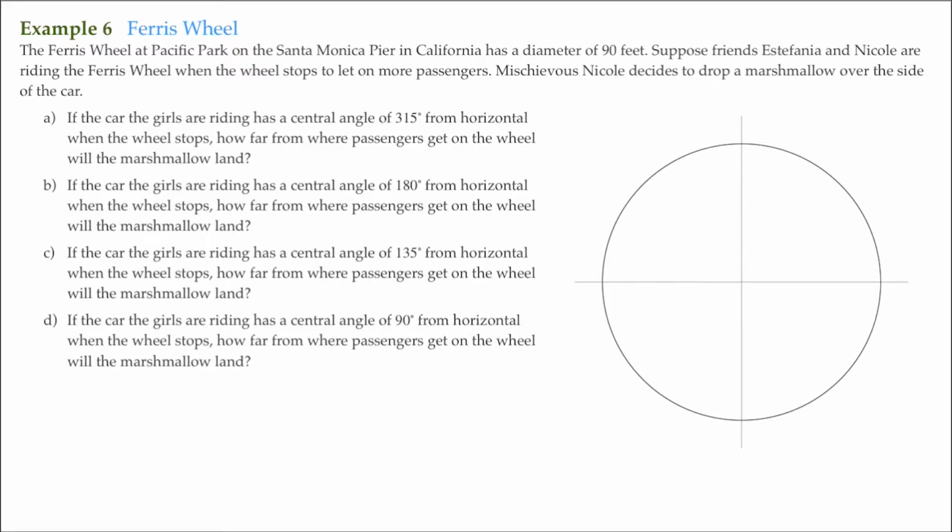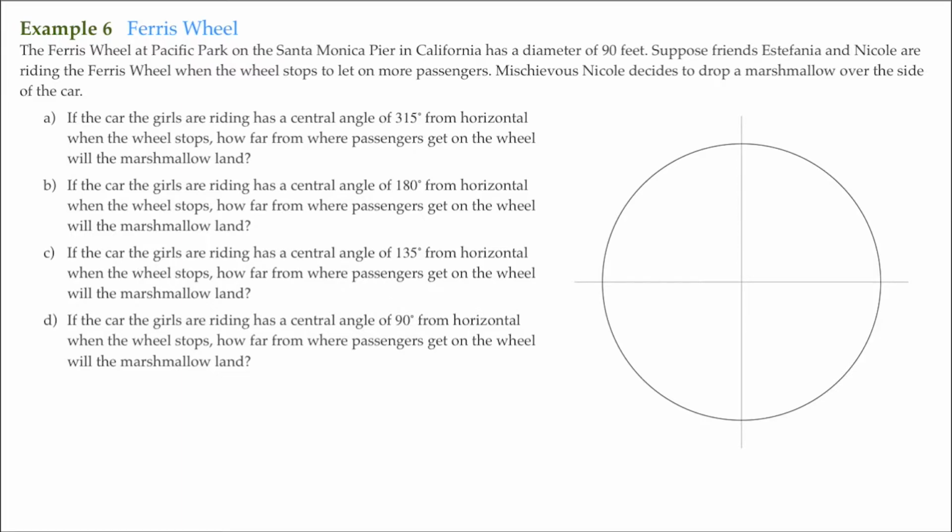So this problem states, the Ferris wheel at Pacific Park on the Santa Monica Pier in California has a diameter of 90 feet. Suppose friends Estefania and Nicole are riding the Ferris wheel when the wheel stops to let on more passengers. Mischievous Nicole decides to drop a marshmallow over the side of the car. So for A, it says, if the car the girls are riding has a central angle of 315 degrees from horizontal when the wheel stops, how far from where the passengers get on the wheel will the marshmallow land?